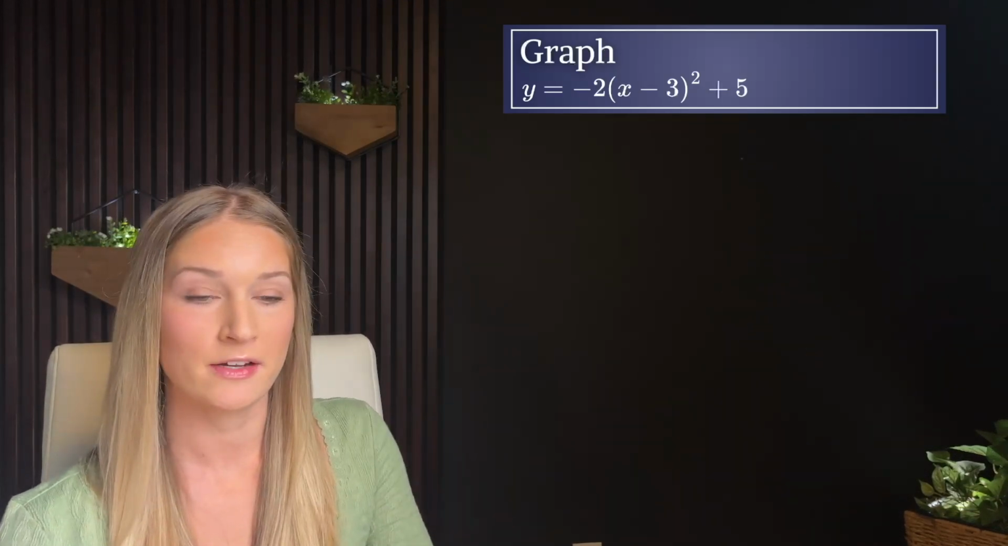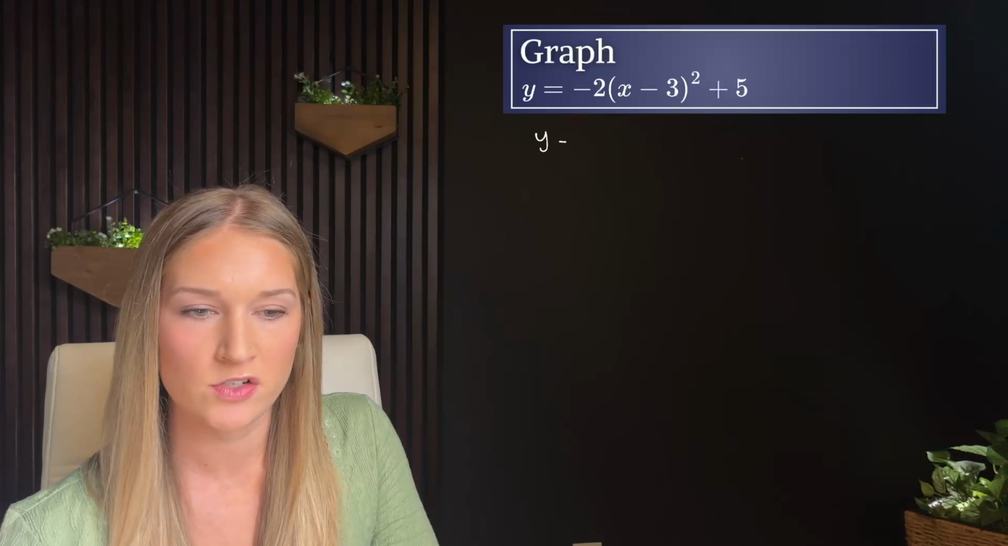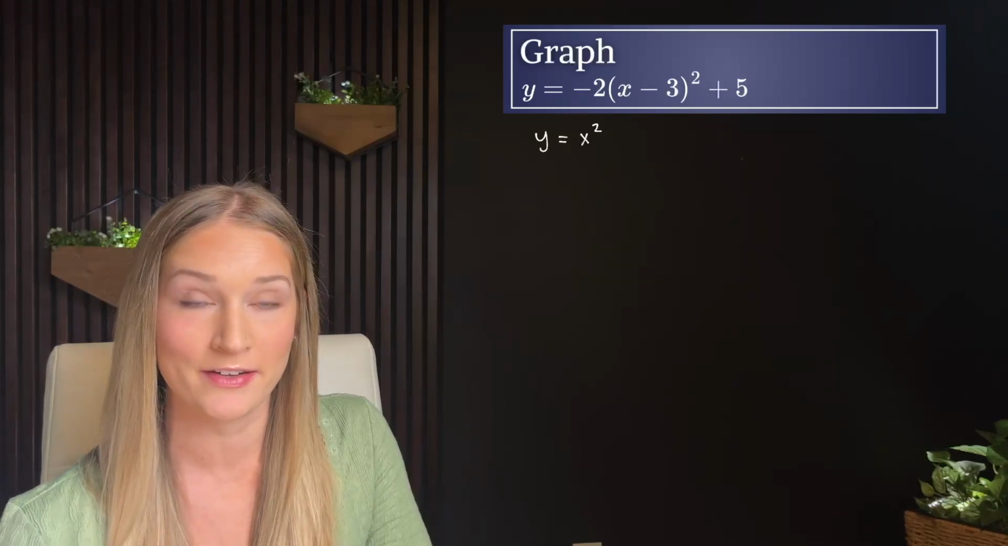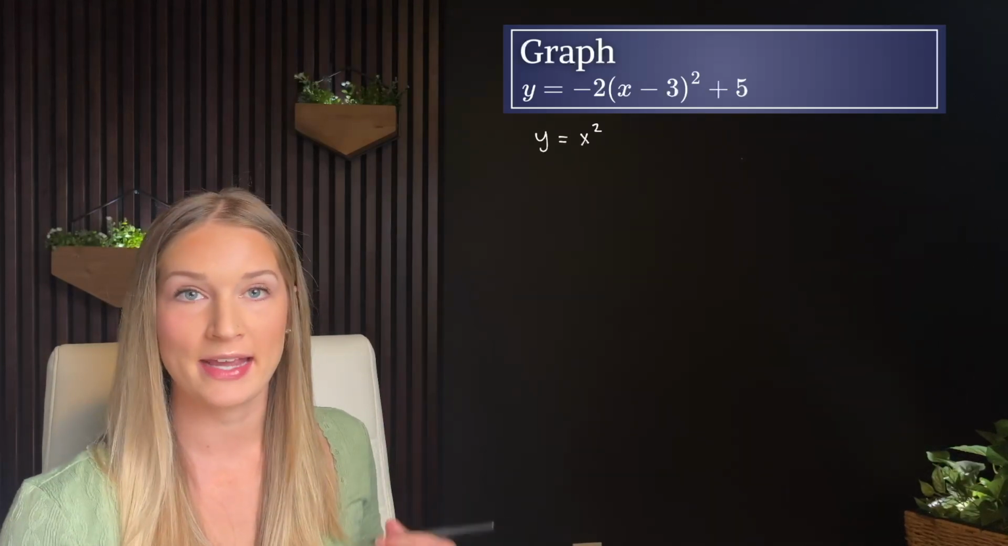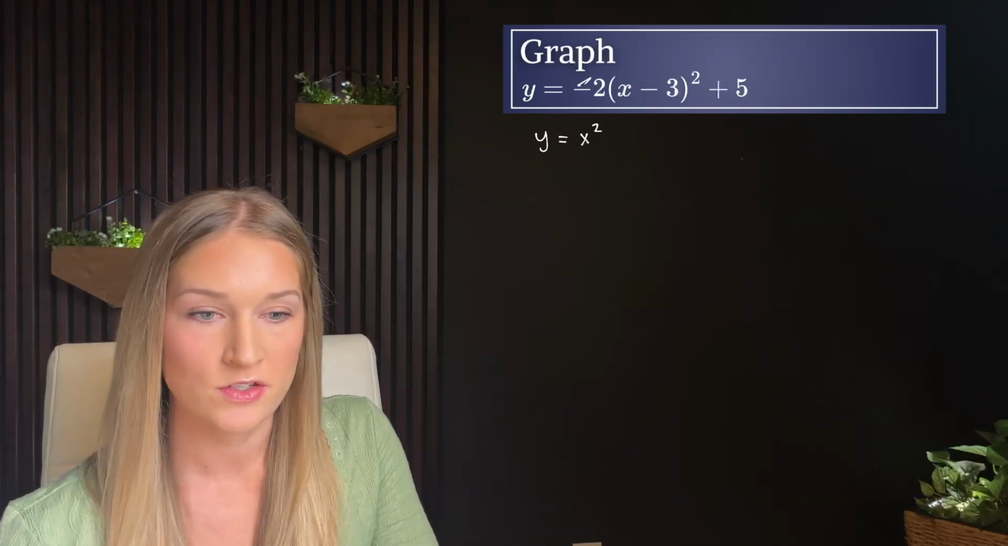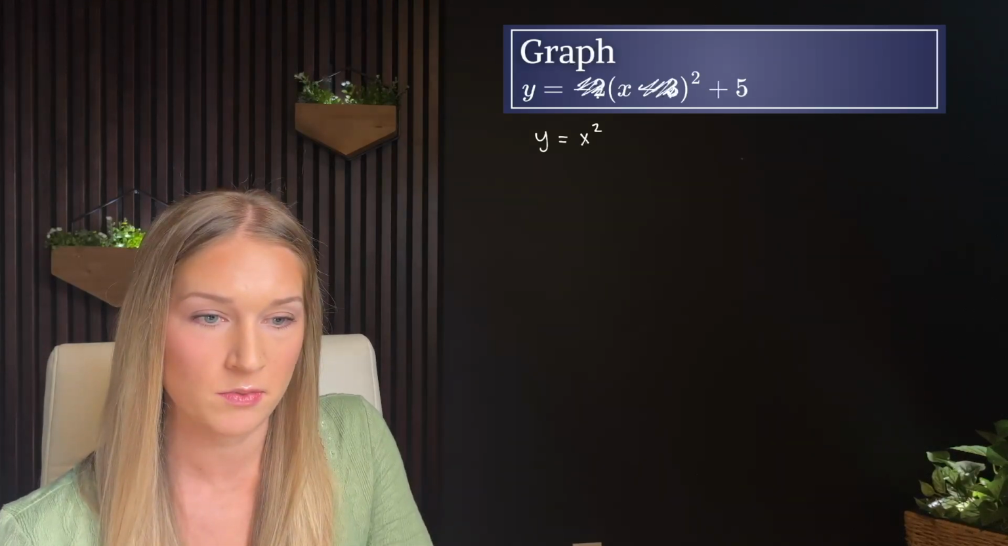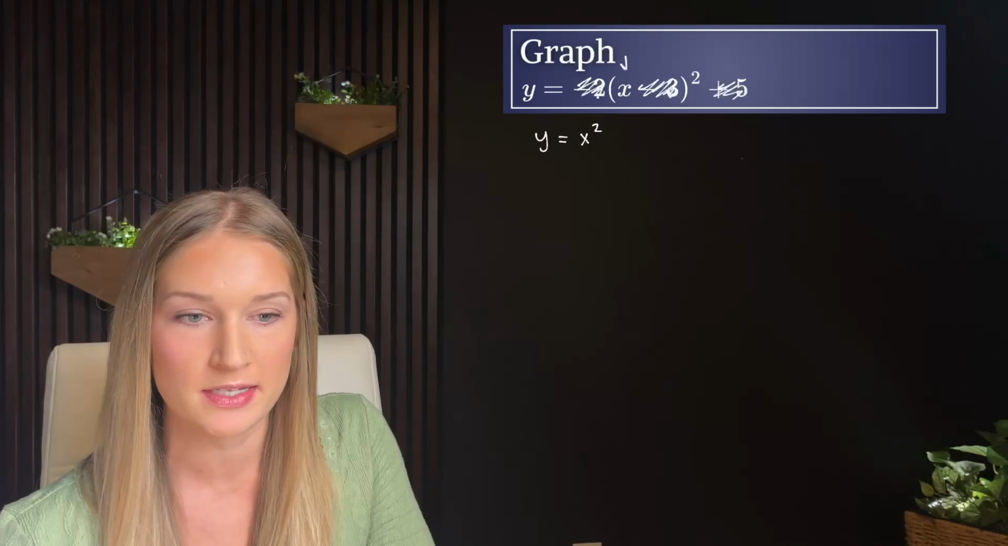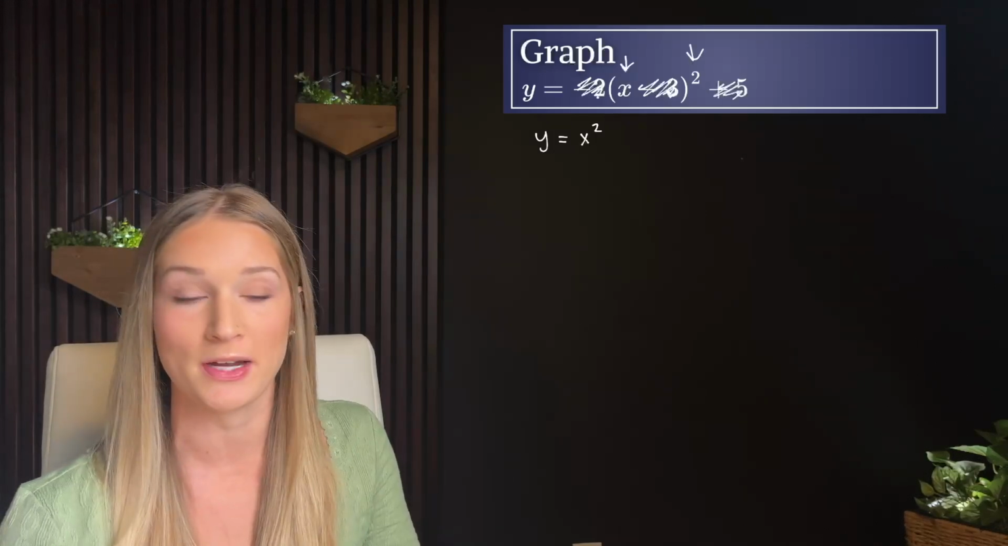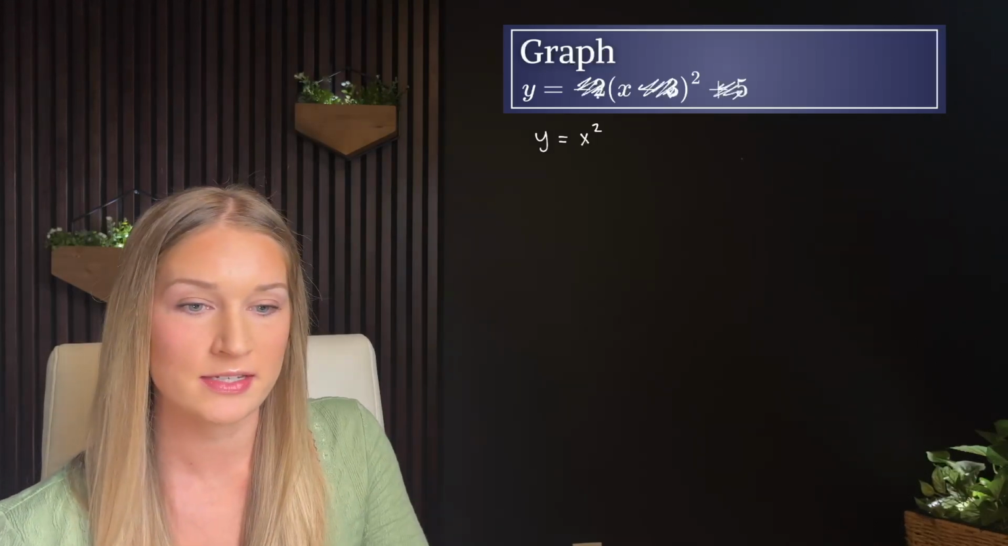So let me show you what that would look like. Let's go back to our parent function. Remember we said that our parent function was y equals x squared, and that just comes from taking away any adding, subtracting, multiplying, dividing. So the -2 goes away, the minus 3, and the 5, and all you're left with is this x, and it is being squared. So my parent function is x squared.